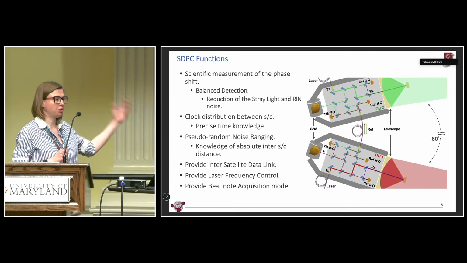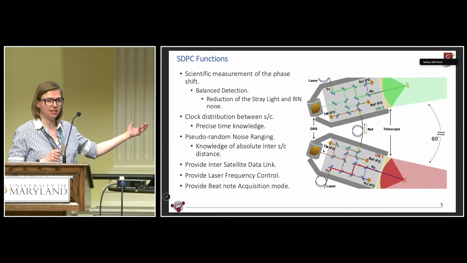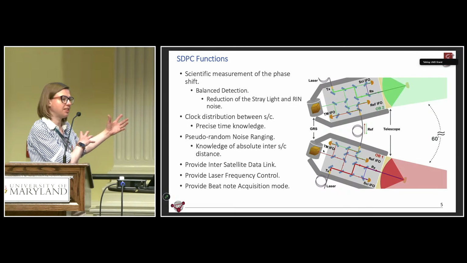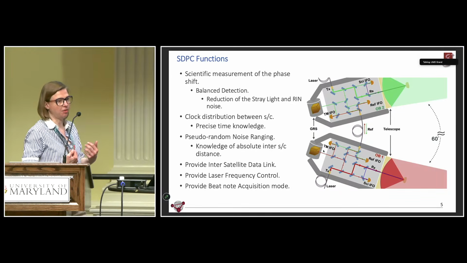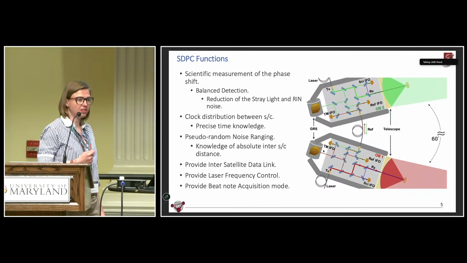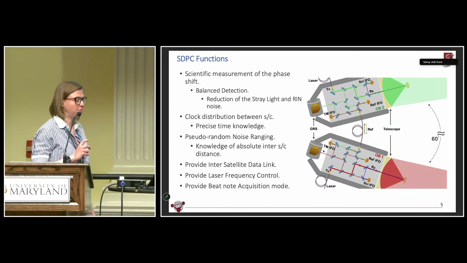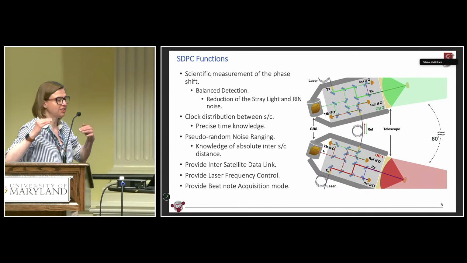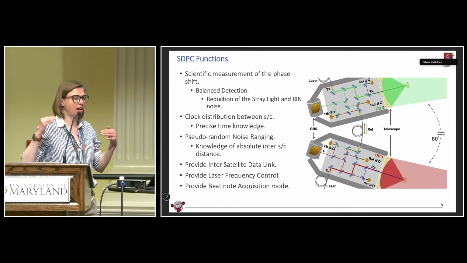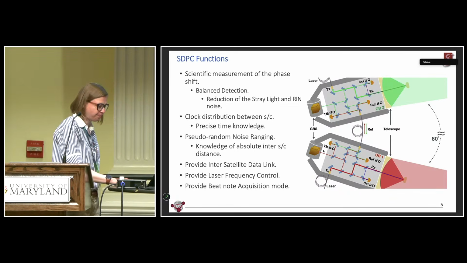As we know, we're going to be talking only with one satellite at a time. Therefore, we have to transfer all of the scientific data to this one satellite so that we can then download it to ground. We also have to provide two key functions, which are the laser frequency control and initial beat note acquisition, where two spacecraft are going to be not vastly, but to a large extent misaligned, and we're going to have really low signal levels.